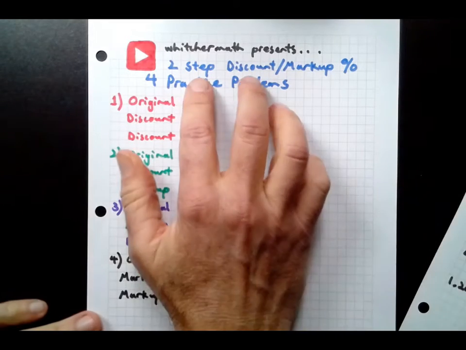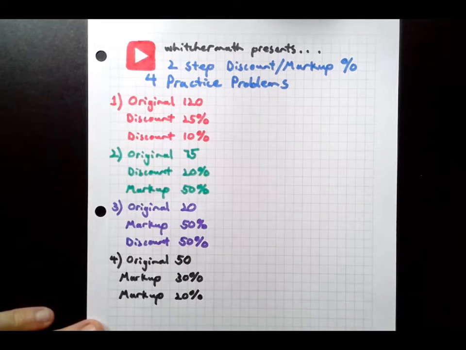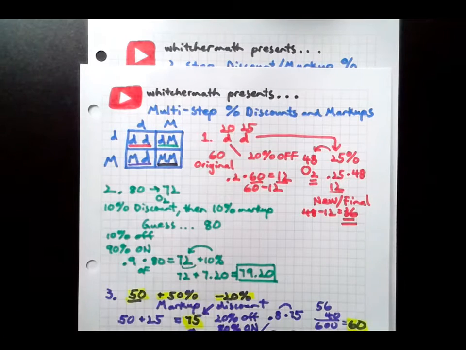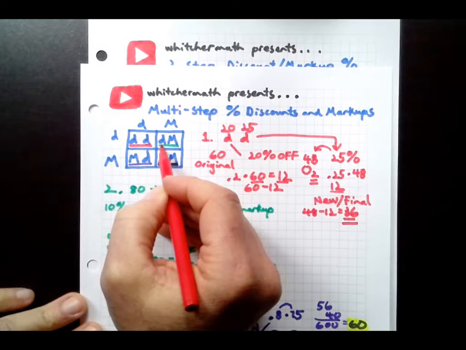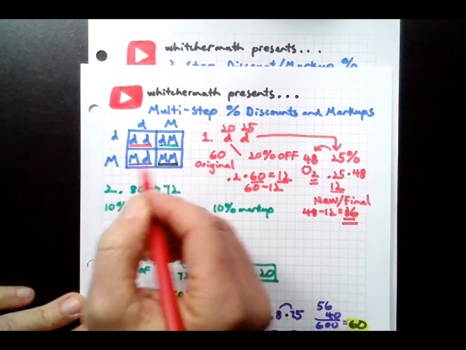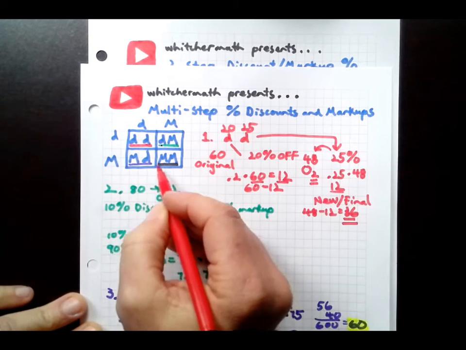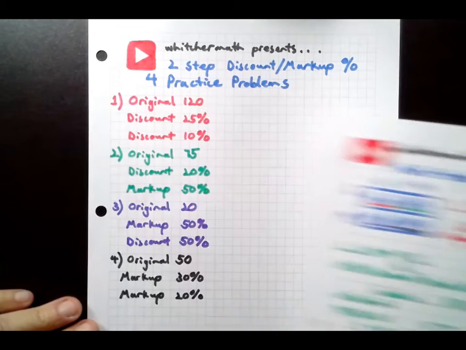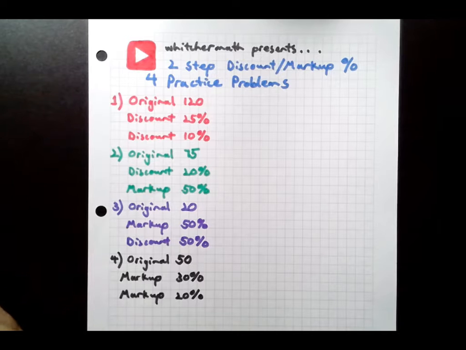We're talking two-step discount markup problems, and there's 4 combinations of that, which here's the sheet from the previous video which got us started. We can do a discount and another discount. We can start with a discount and then do a markup. We can start with a markup and then discount after that, and we can do 2 markups in a row. So we have 4 possible combinations of two-step problems here. So I've color-coded them red, green, purple, black.